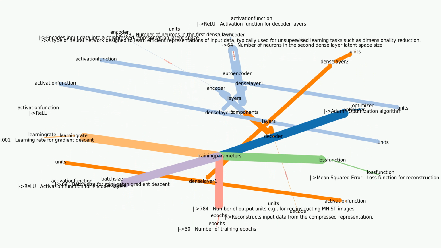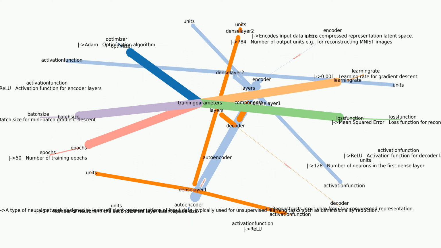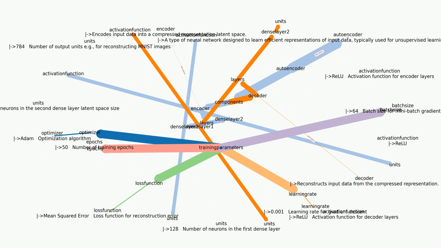Training parameters. Optimizer: Adam optimization algorithm. Learning rate: 0.001, the learning rate for gradient descent. Loss function: mean squared error loss function for reconstruction error. Epochs: 50, the number of training epochs. Batch size: 64, the batch size for mini-batch gradient descent.